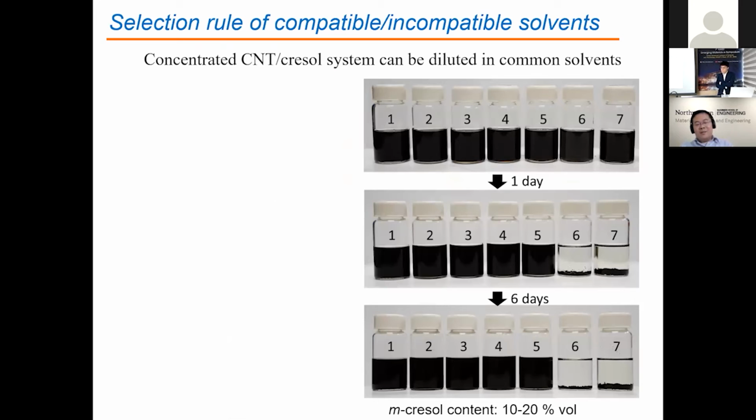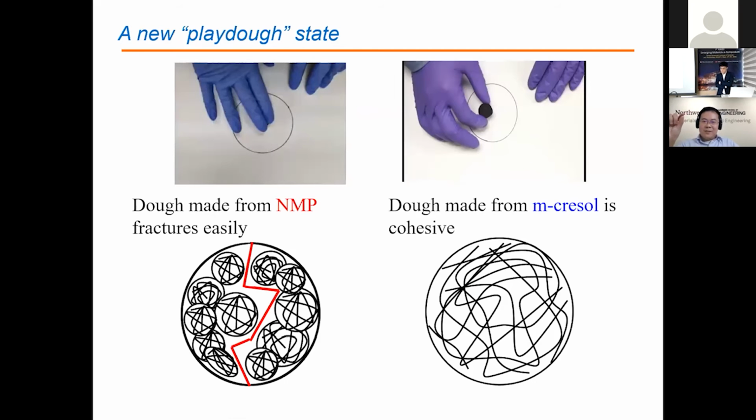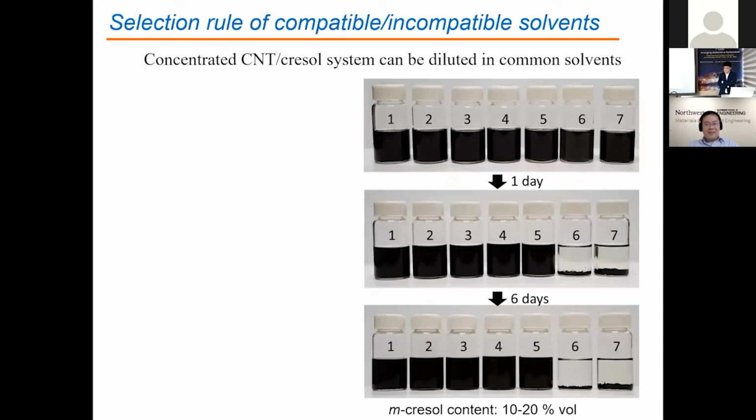So there are a lot of things you can do with that, but I'd like to go back to processing. This dough is a very high concentration of carbon nanotubes in m-cresol, or in cresols. Essentially, this is a high loading of charge transfer complex between nanotubes and cresol. And if you dilute this in common industrial solvent, we found that you can actually have a clean cut. Some solvents are compatible with this charge transfer complex.